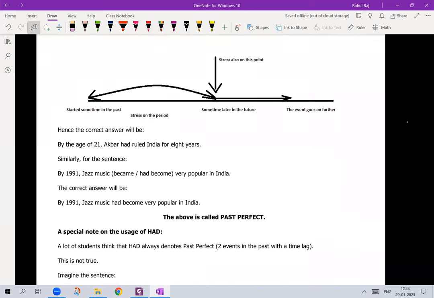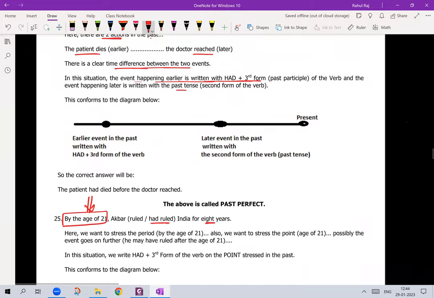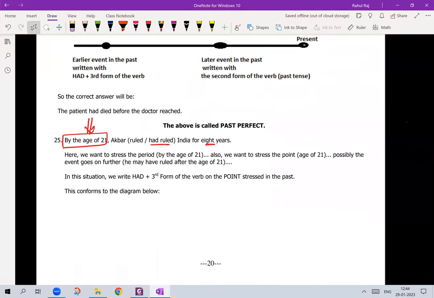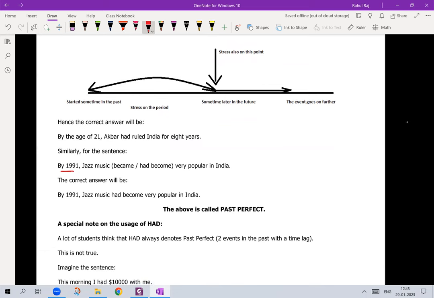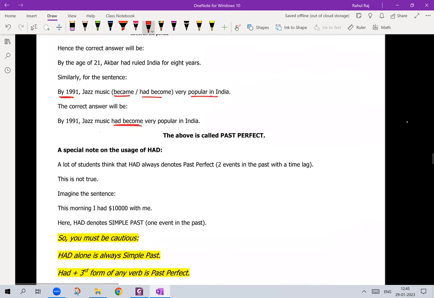Indian past is gone. So instead of writing 21, if someone mentions a particular year, that also is fine. The moment you mention a time frame, absolutely. Imagine that by 1991, jazz music had become very popular in India. It should always be "had become very popular in India."